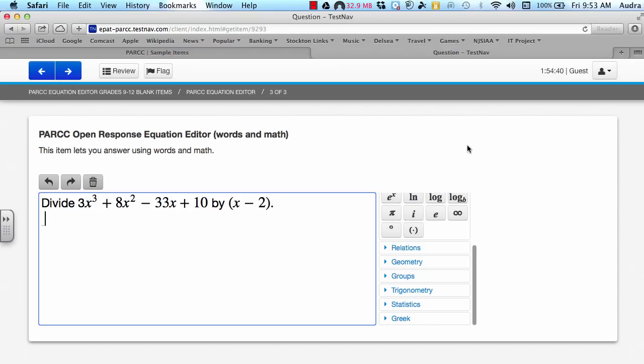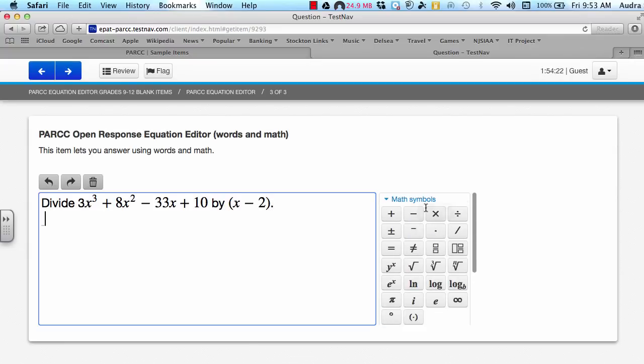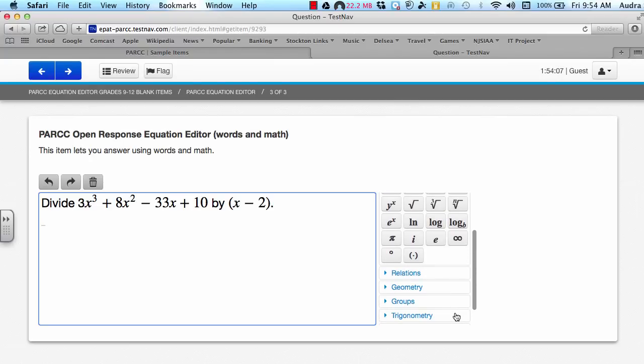You might need to factor a polynomial by a given factor to answer a question. For example, we have to divide 3x to the third plus 8x squared minus 33x plus 10 by the factor x minus 2. If you look at the different math symbols and capabilities that you have here, notice you have all these operations. You can show a division sign, but none of the options here are long division. So that function is not possible to do in this text frame.